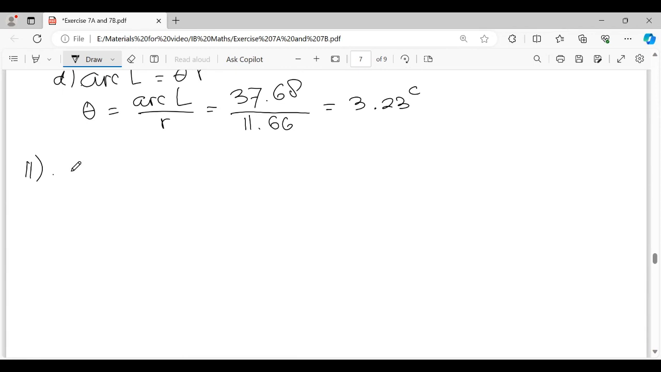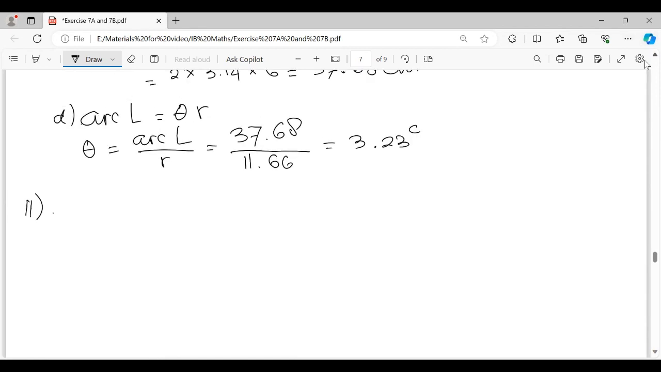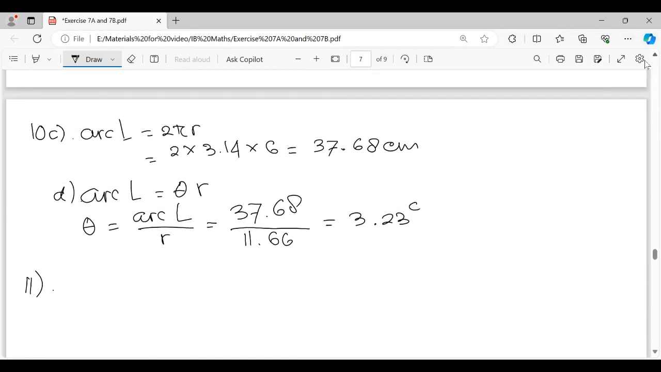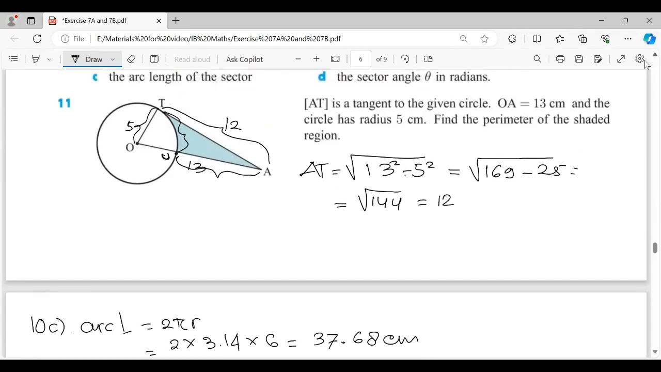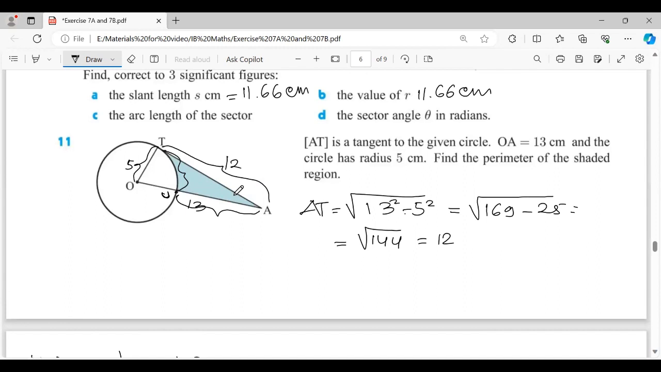And now, okay, and if this one is angle A, okay. We're going to find this angle, right? After that, we're going to find this angle, yeah. Angle O.